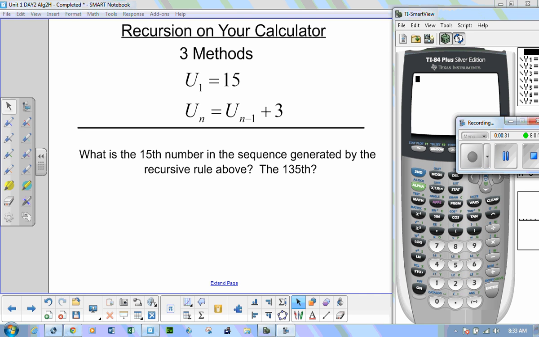Okay, so we have an arithmetic sequence here that we're going to deal with. It says u sub 1 equals 15. That is the initial value. And then it says that u sub n is equal to u sub n minus 1 plus 3. Some things about the reading here: when we say u sub n, it means any element of the sequence beyond the initial. And when we say u sub n minus 1, it just means the previous element to the one in question.